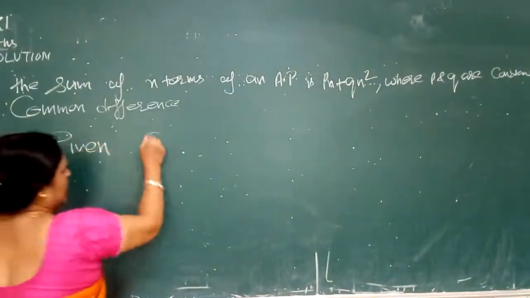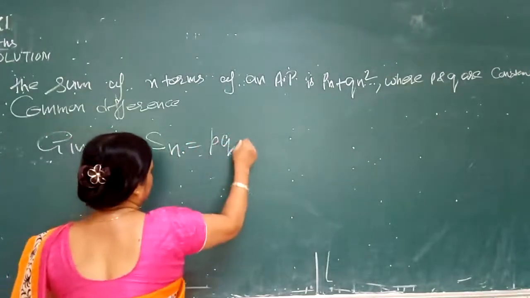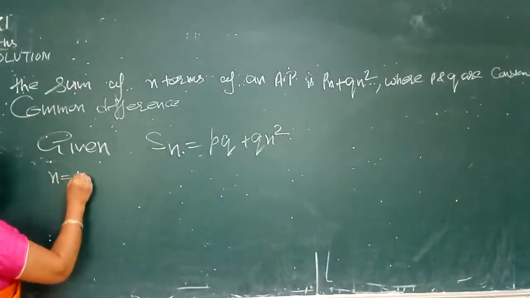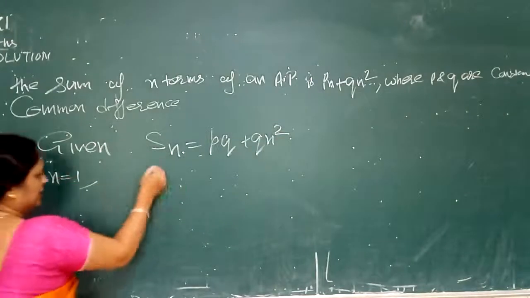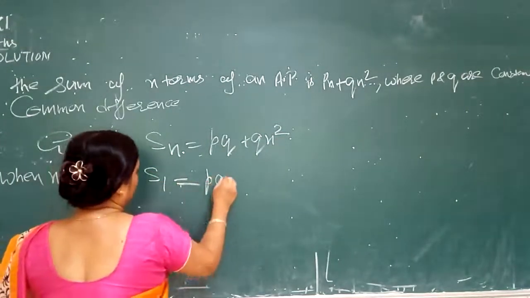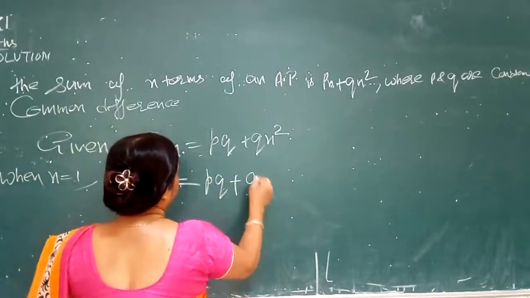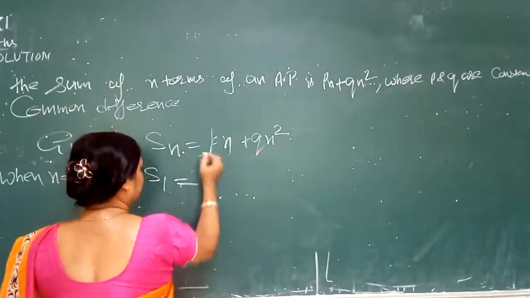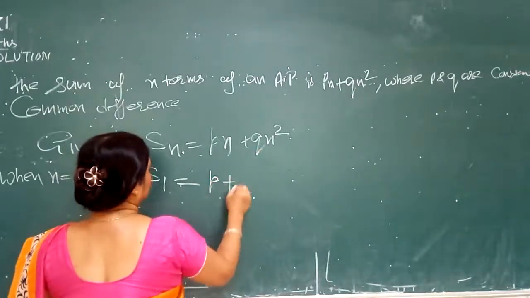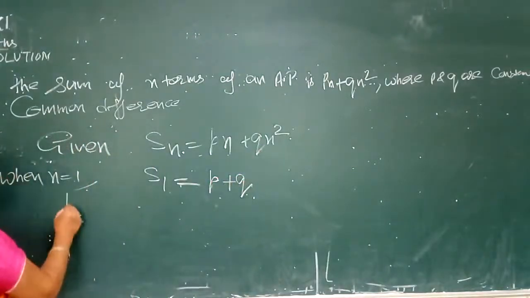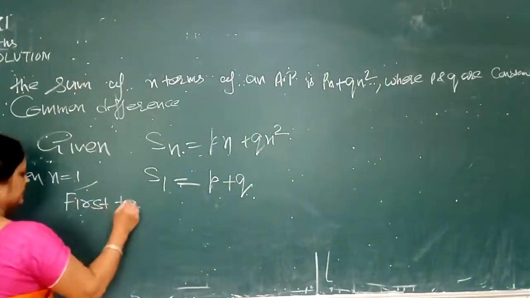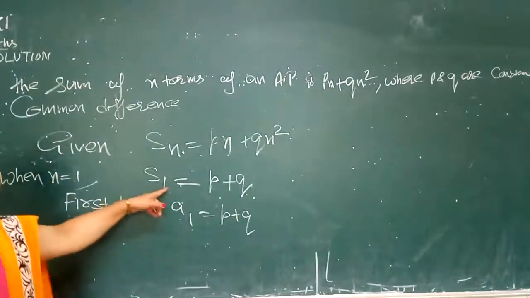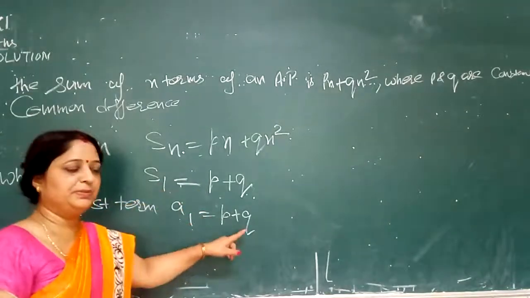Given Sn equal to Pn plus Qn square. It is given. So put n equal to 1. When n is equal to 1, it will come S1 equal to P plus Q, here Pn plus Qn square. So put the value of n, so it will come P plus Q. And this is the first term. The first term A1 is equal to P plus Q, because it is the sum of the first term. So S1 equal to P plus Q.